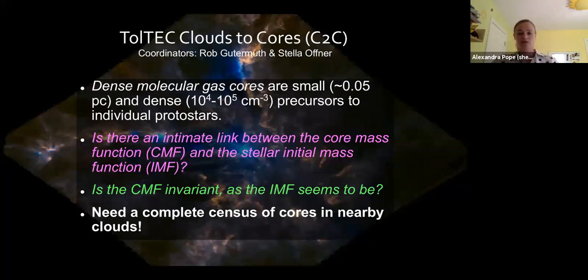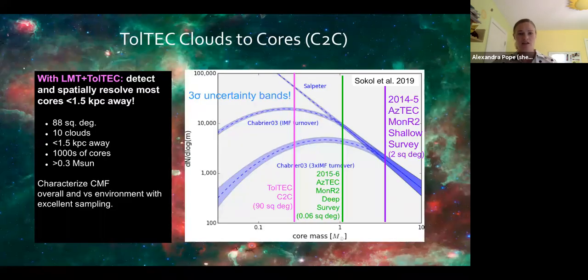And so in order to do this, you need a complete census of cores in nearby clouds. So they've designed a survey where they're looking at 10 clouds, and within these 10 clouds they expect to find thousands of cores which will be spatially resolved with the resolution that we have. They're all within 1.5 kiloparsecs.